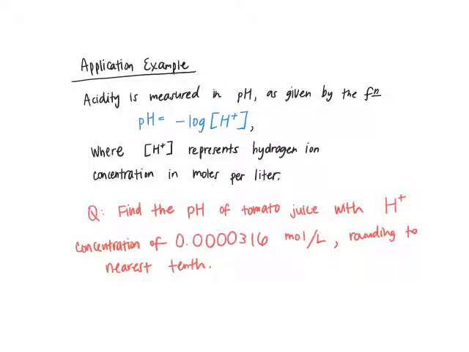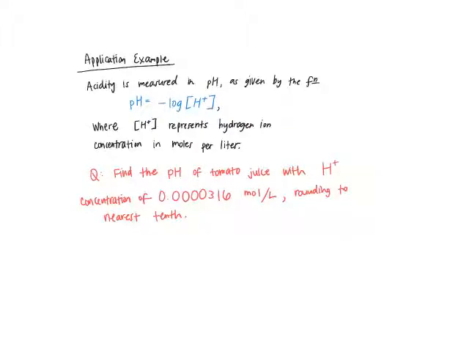Let's take a look at an application example. Acidity is measured in pH as given by the following function. So the pH is given by this formula, where this represents the hydrogen ion concentration. So this is the concentration of hydrogen ions in moles per liter. The question asks you, find the pH of tomato juice with the hydrogen ion concentration of 0.0000316 moles per liter, rounding to the nearest tenth. So go ahead and try this. Could you do this problem using your calculator?